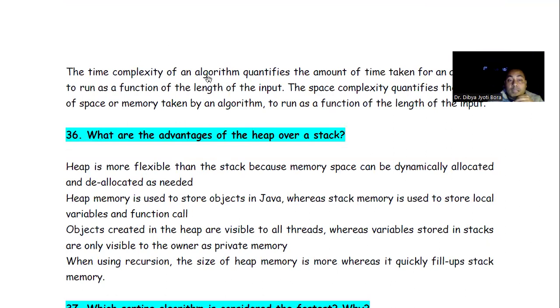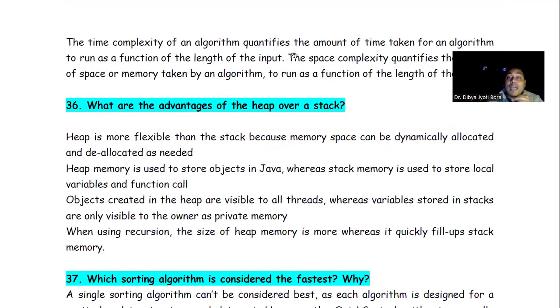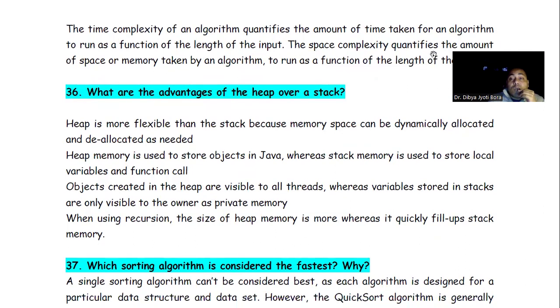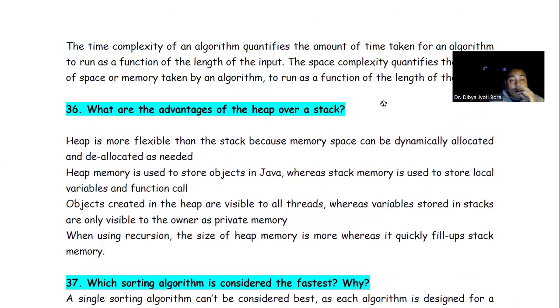And the time complexity of an algorithm quantifies the amount of time taken for an algorithm to run as a function of the length of the input. Space complexity quantifies the amount of space or memory taken by the algorithm to run as a function of the length of the input. So got it? So time complexity, space complexity, we have to measure. Then only we come to know whether the algorithm we have chosen is a good one or not, right?